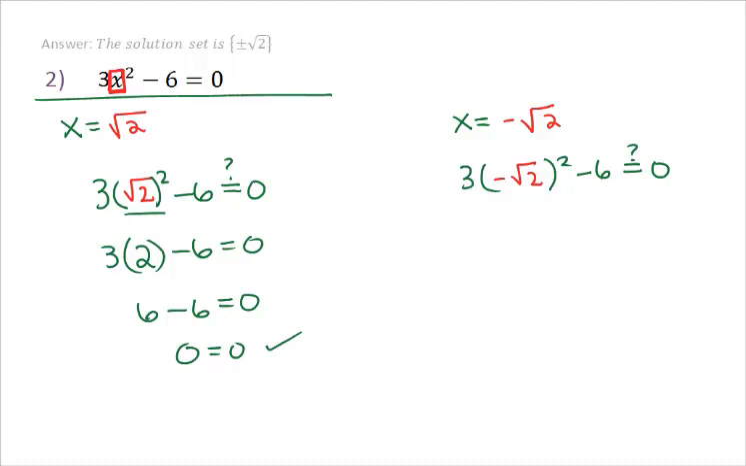On the left, the first thing we do again is our exponent. We have a negative squared, and negative times negative gives us a positive. And then when you take a root and you square it, those cancel each other out, so that leaves you with the positive 2. And of course, when you multiply that by 3, that gives you 6. So when you subtract 6, you do end up with 0, and that's what we were trying to do. So that confirms that negative root 2 is also a solution.